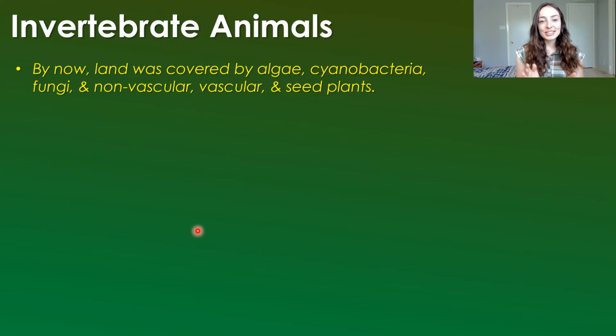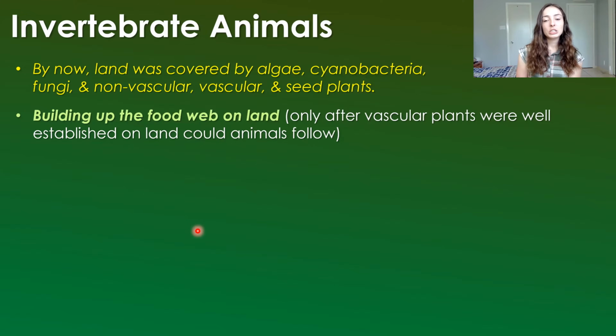Finally, moving to animals. By now, we've talked about land being covered by algae, cyanobacteria, fungi, non-vascular plants, and seed plants. Only after vascular plants were well established on land could animals follow because the animals needed something to eat or live in or under for the shade or environment or whatever. So this was building land life up the food web.